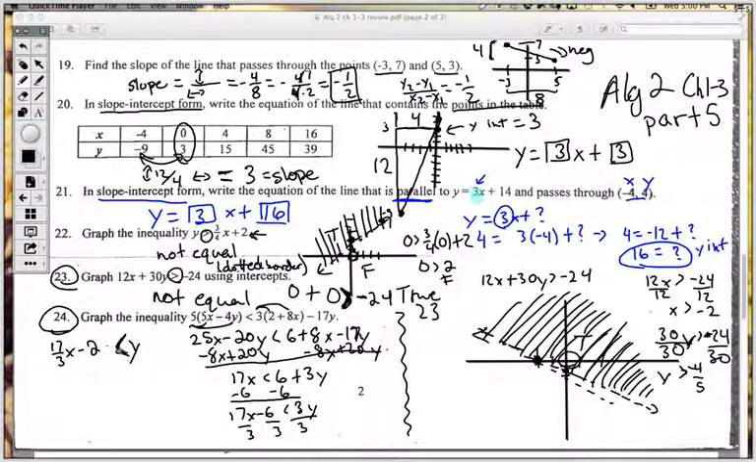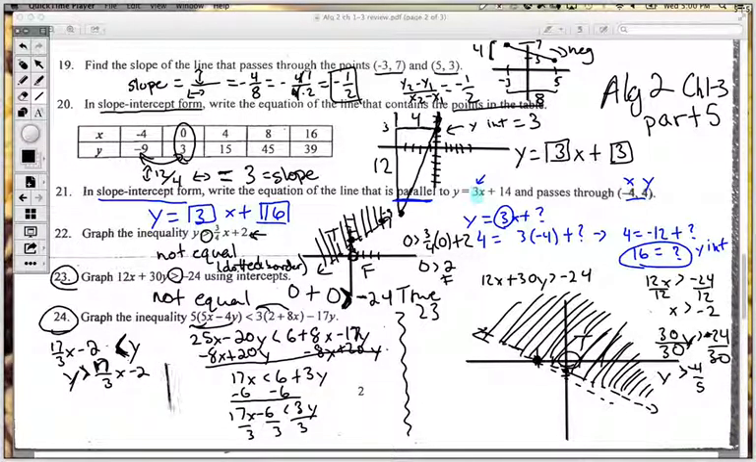Now, how do I deal with this? What do I do to work through that? Well, I could flip this whole thing around. That would give me y is greater than 17 thirds x minus 2. Now it's a little more familiar because we've got y equals mx plus b. That tells me that negative 2 is my y-intercept.